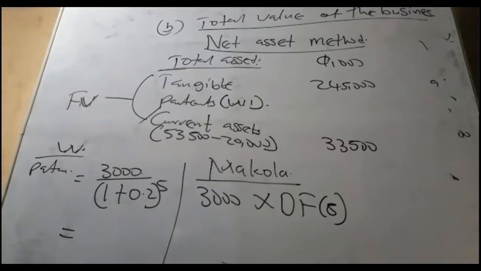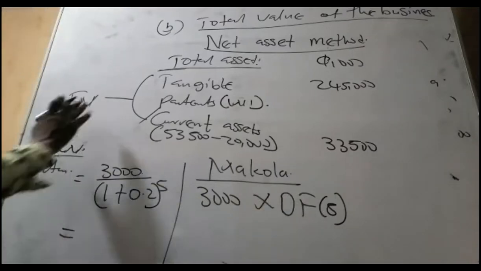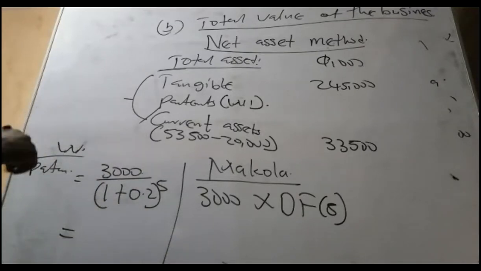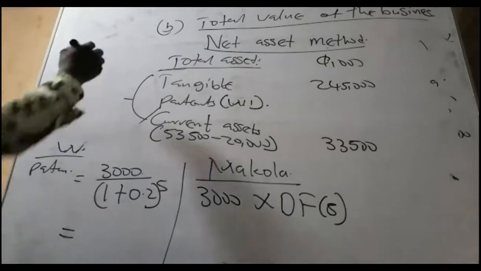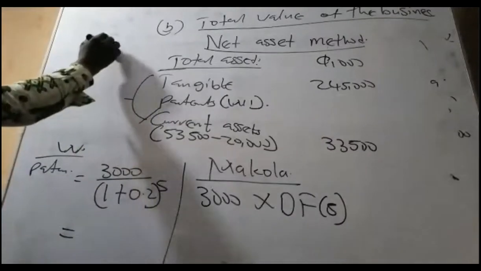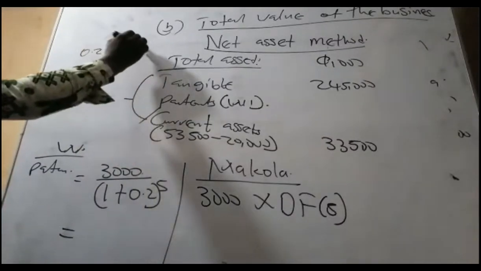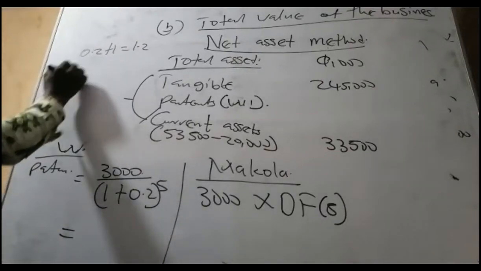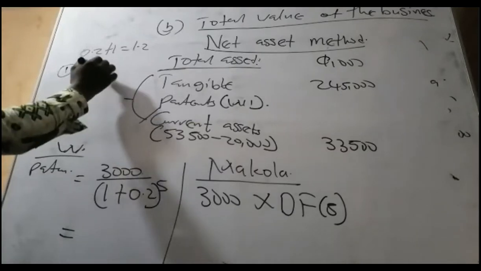So how do you get this discount factor for 5 years? First of all, when you're starting, you want to get a discount factor. You convert the rate 20% to 0.2. Add 1 to it, and you get 1.2. Relax. You come back again. Those with Makola, follow me. You come back again. And then the discount factor will be 1 divided by 1.2.